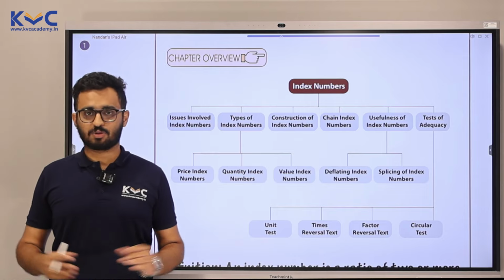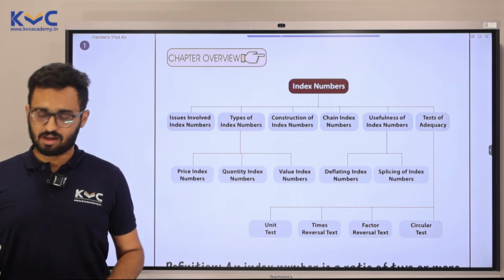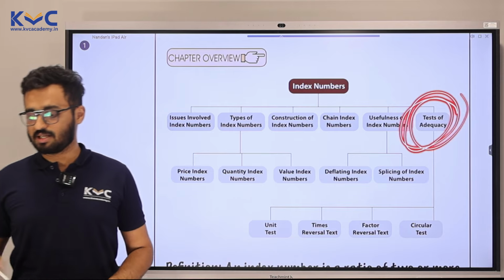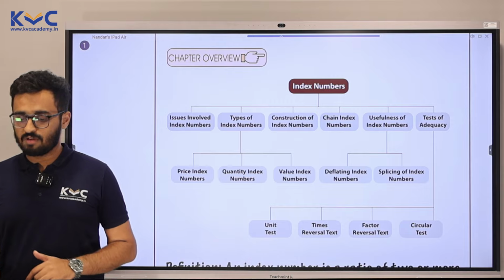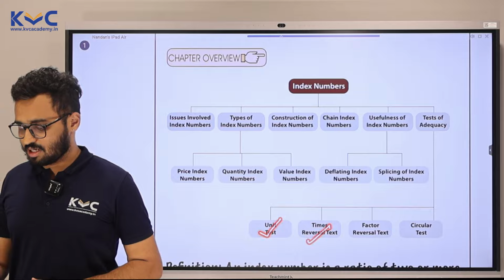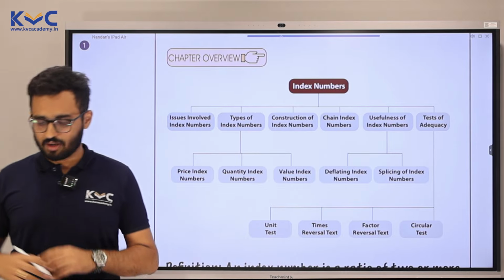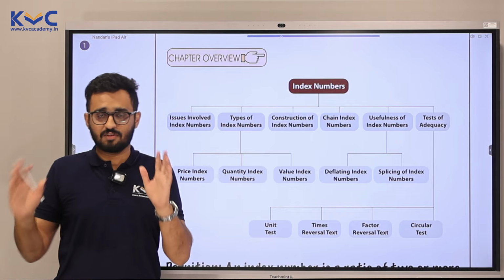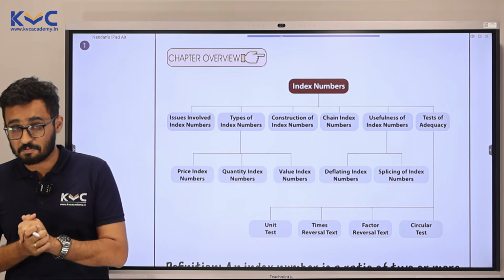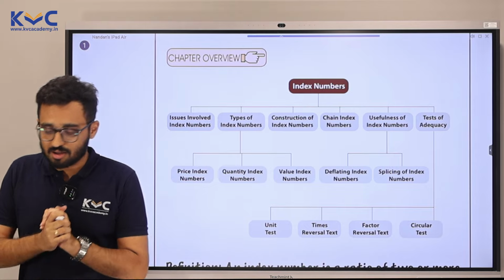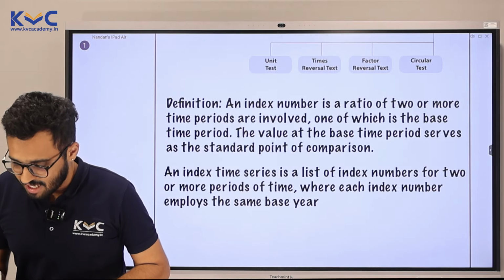We'll calculate different types of index numbers. Which is the better one? We'll check based on these tests. The tests of adequacy are the unit test, time reversal test, factor reversal test, and circular test. So that is the chapter overview. These are the different things we are going to touch upon in this chapter. Are you ready? Awesome.